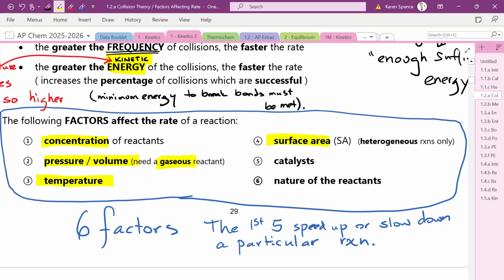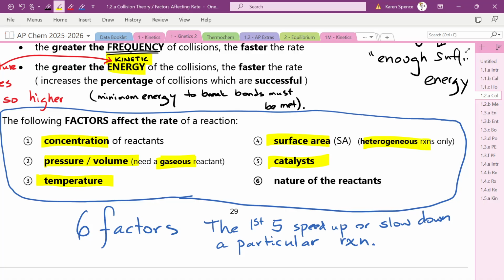Change the surface area. As long as you have a surface, which is what we mean when we say heterogeneous reactions. Those are reactions in which there is a surface between this thing and that thing. We'll talk more about that later. If you add a catalyst, you can speed up or slow down a reaction. Nature of the reactants does not speed up or slow down a particular reaction, but it does explain why some reactions are faster than other similar reactions.